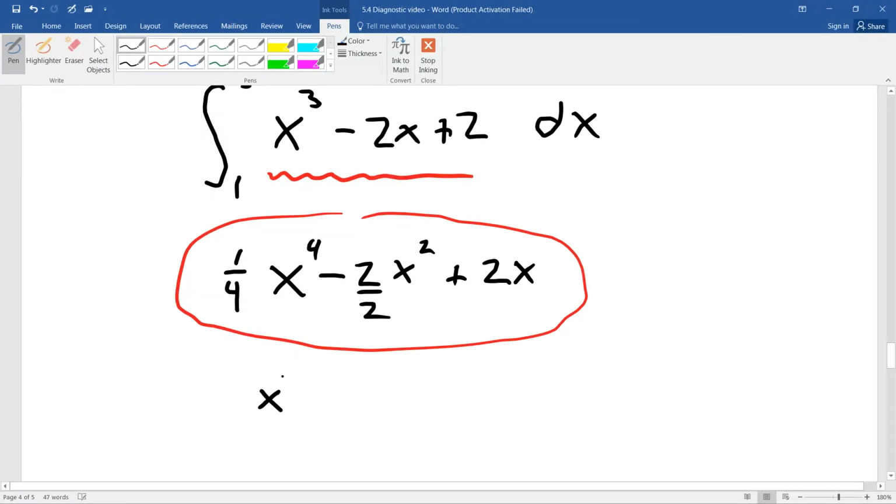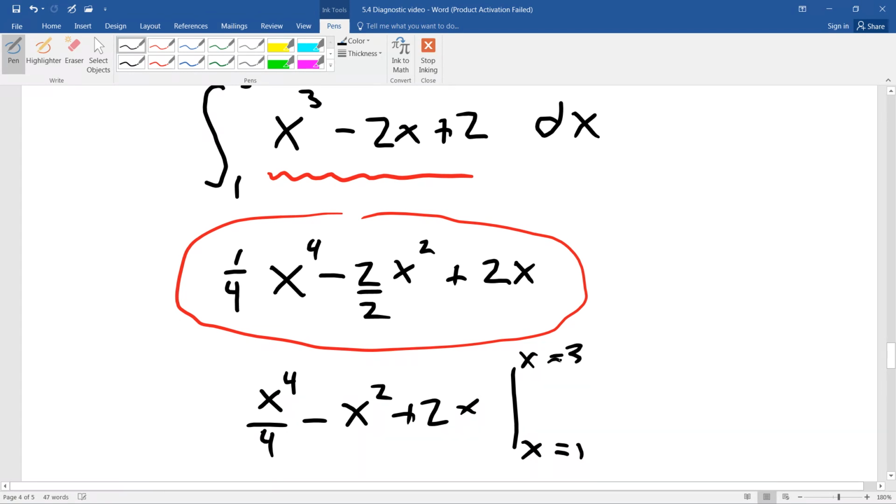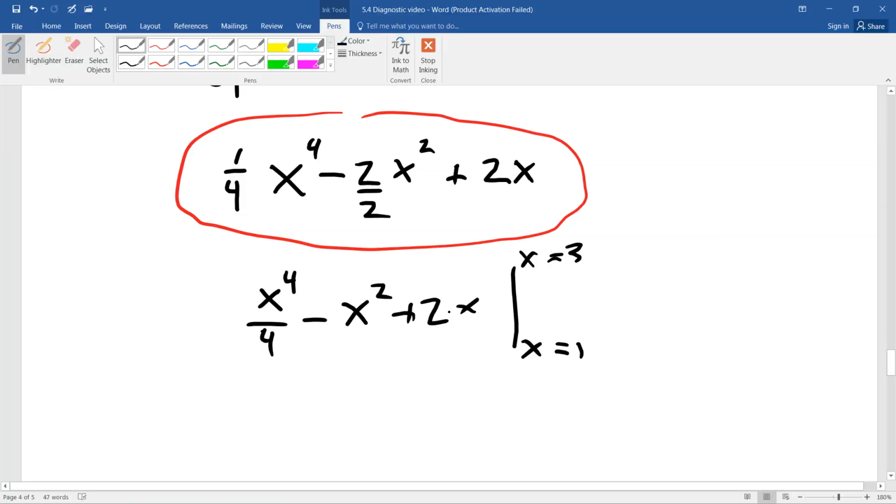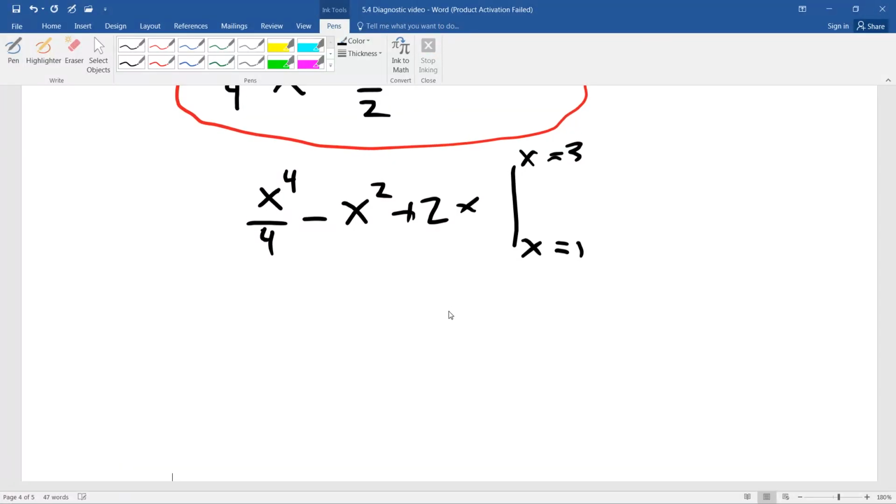This is x to the 4th over 4. This is just minus 1. This is minus x squared plus 2x. And we want to evaluate this as x goes from 1 on the low side up to 3 for the upper limit. And now it's a calculator problem.